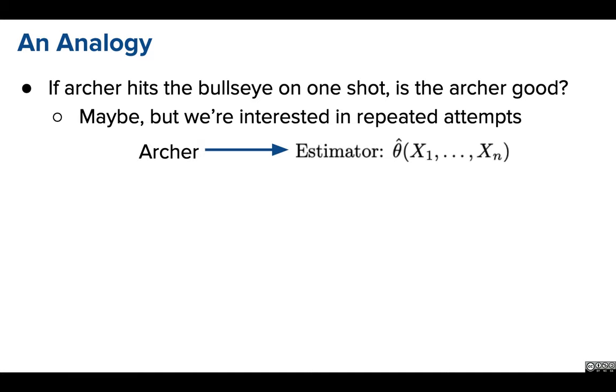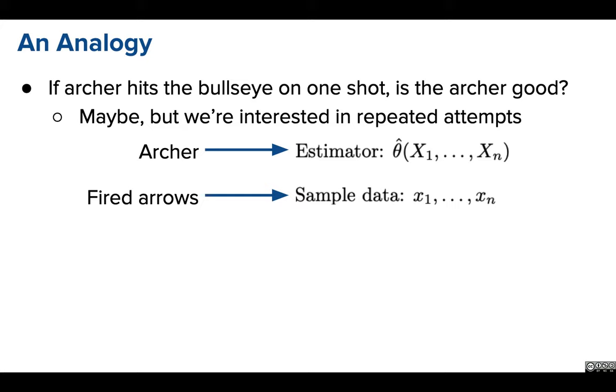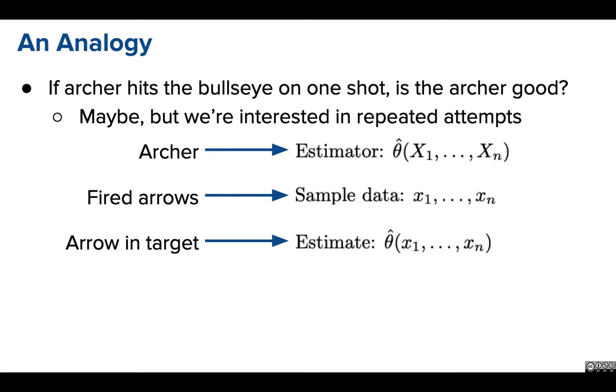Okay, so if we let our archer be our estimator, we're interested in how good our archer, or how good an estimator, is. If we collect a sample of shots, we can consider that our sample data. Our arrow in the target is our estimate, which is collecting one sample and taking the estimator for that particular sample. And the bullseye is the parameter theta star.